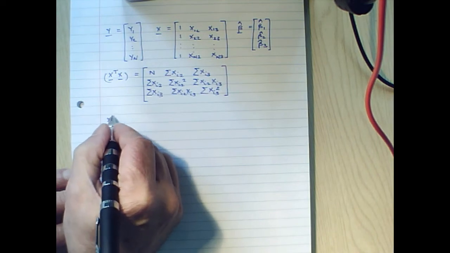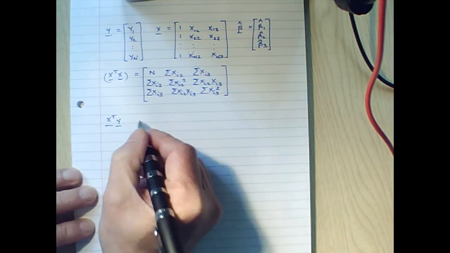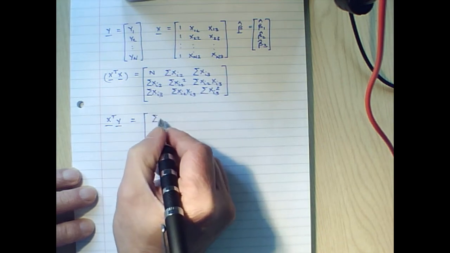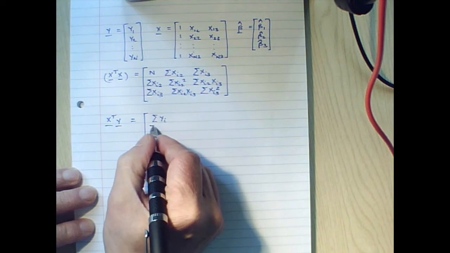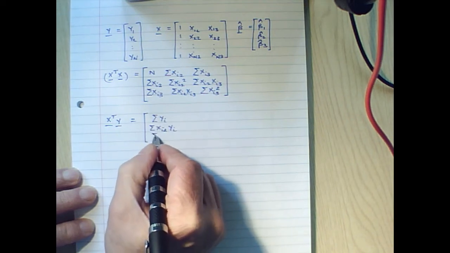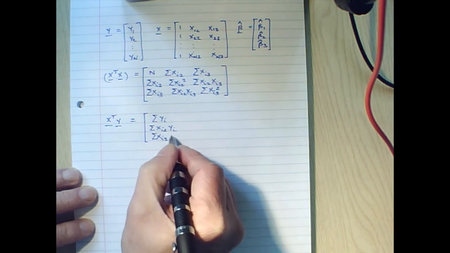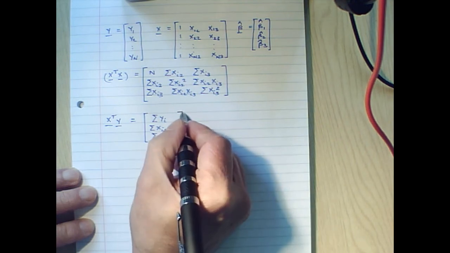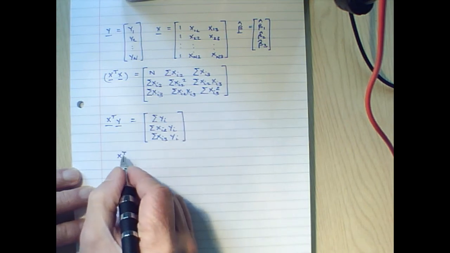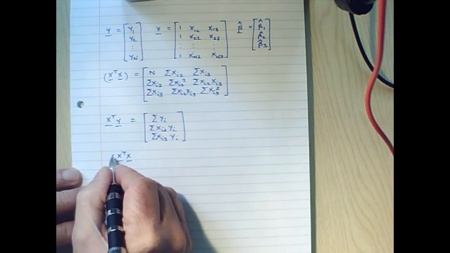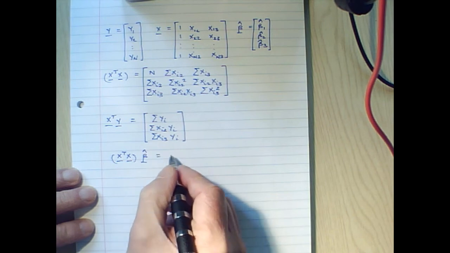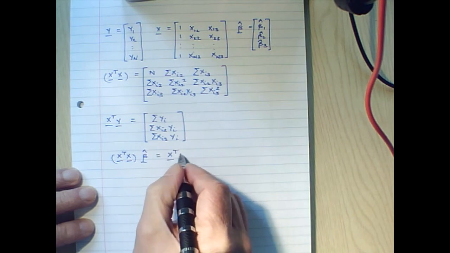Next consider what we get if we multiply the transpose of X by the vector Y. Doing this we'll get a 3 by 1 vector whose elements are the sum of the Y's, the sum of the products of x2 and y, and the sum of the products of x3 and y. And using these we can write the least squares normal equations in the form X transpose X multiplied by beta hat equals X transpose y.